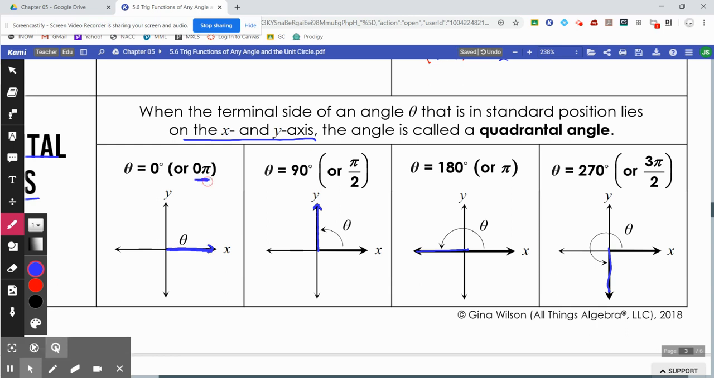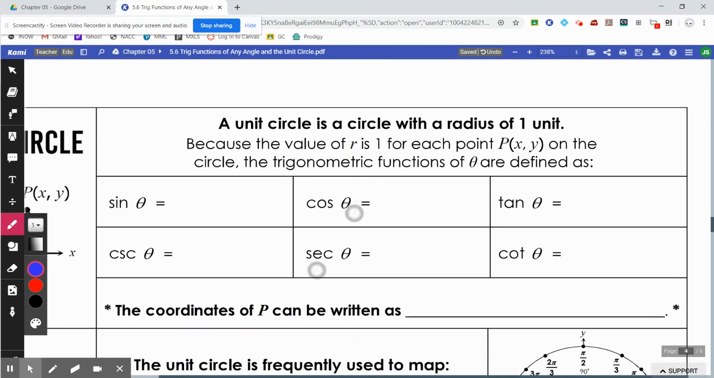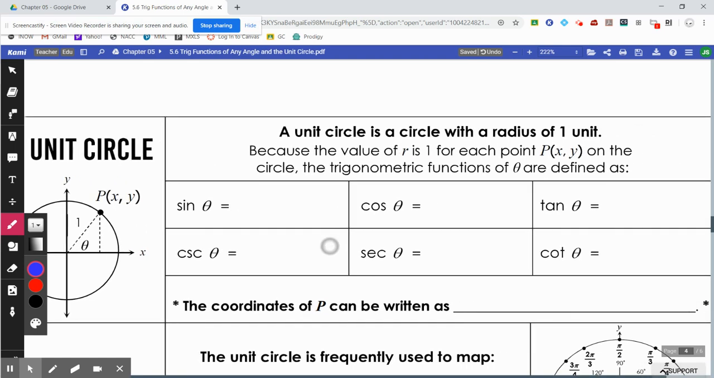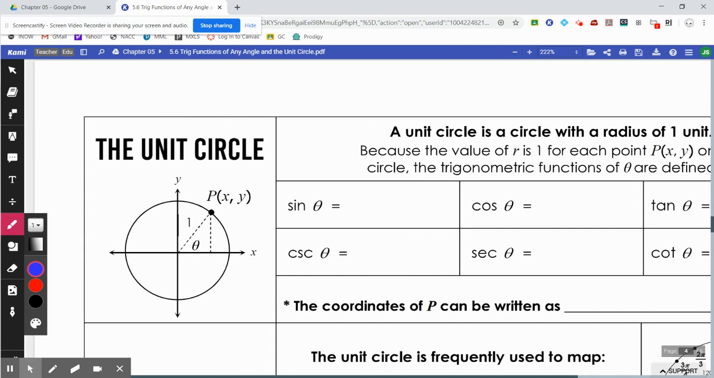And you see there 0 degrees or 0 pi, pi over 2, pi, and 3 pi over 2, which are those radian measures. Okay, now let's tie all that together and let's talk about what we mean by a unit circle. A unit circle is a circle with a radius of 1 unit. Because the value of r is 1 for each point x, y on the circle, the trigonometric functions are defined as follows. So, a reminder of before, sine was equal to y over r, cosine was equal to x over r, and tangent was equal to y over x.